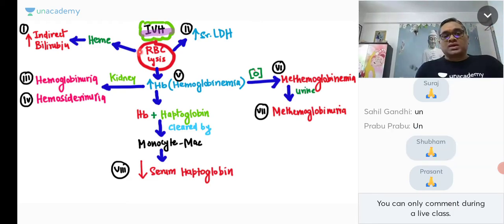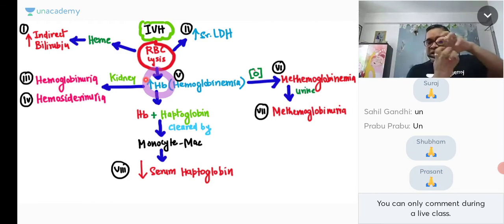There are three compounds they are going to release: heme, LDH, and hemoglobin. Whenever hemoglobin is coming outside, always remember, when hemoglobin is within the RBC, it is not toxic. But once the RBC has been damaged and the hemoglobin comes into the blood, it becomes toxic. And this condition, increased hemoglobin in the blood, is called hemoglobinemia.